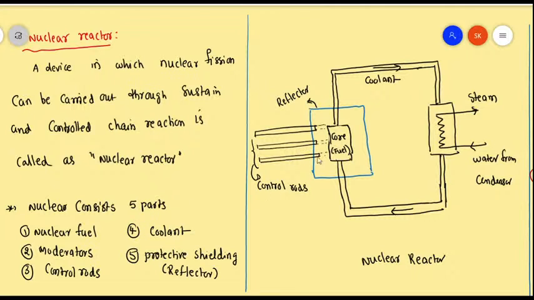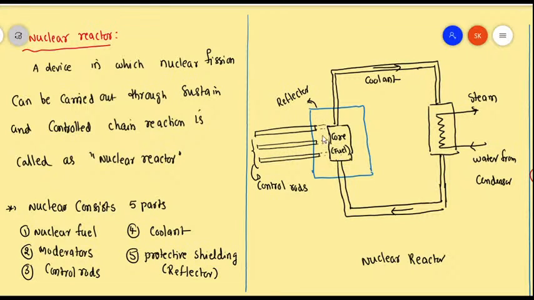You see here, this is the core. In the core, uranium fuel is there. One slow neutron is allowed to bombard the uranium. This uranium undergoes fission, and three fast neutrons are released. Inside the core, fuel is there and moderator is there.